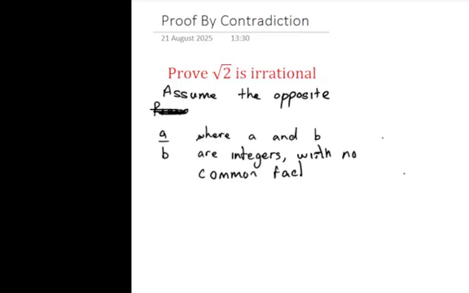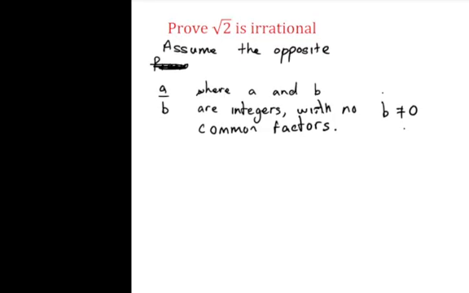Forgive me, I'm a slow writer. There we go, with no common factors, right? And we also need to specify that b does not equal 0, because obviously if we have a divided by 0, then that is an undefined function. So now that we've made this assumption, we're now going to say that a over b is equal to root 2, essentially assuming that root 2 is a rational number. And we're going to do some manipulation with this.